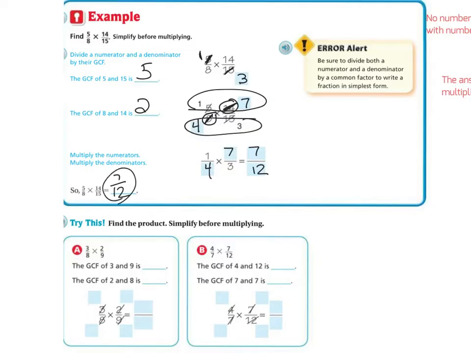7/12. So it's just kind of doing the same thing you would do, simplifying at the very end, but you're just doing it before you multiply. Let's do a few more.